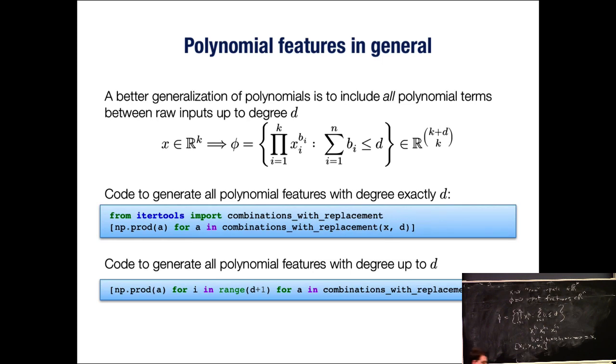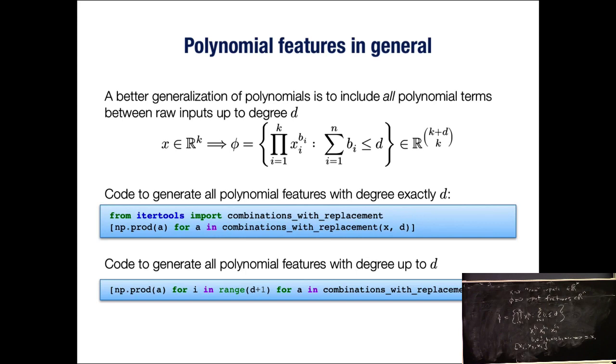Okay. So all I'm doing here is putting that equation into code, using this very nice function that avoids you having to enumerate all possible powers. You're just taking a product using combinations. And this one up here will generate only those polynomials of degree exactly d, because it always selects exactly d elements from this list here.